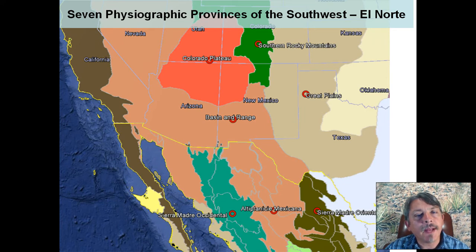There are 7 of them that I want you to remember: the Colorado Plateau, the Southern Rocky Mountains, the Basin and Range, and the Great Plains. Both of them are quite dominant in the American Southwest, El Norte Mexicano. I should not omit from this the Sierra Madre Occidental, the Altiplanicie Mexicana, or Central Mexican Plateau, and the Sierra Madre Oriental. All of these play a role in this larger region that we need to cover in order to discuss further its peculiarities and its history, the human history.